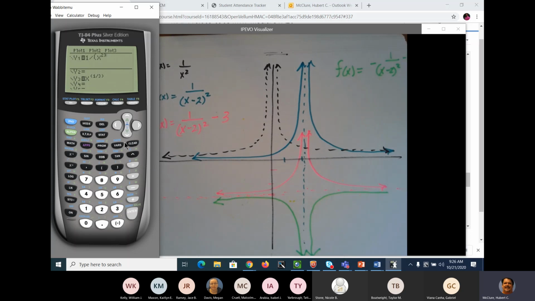I hate these calculators. Hold on. Delete parentheses. And then I'm going to make the second one. I'll make it 1 over parentheses x minus 2 squared. x minus 2 quantity squared. And then I'll make the third one. I'll make it this green one right here, and I'll make it dark.